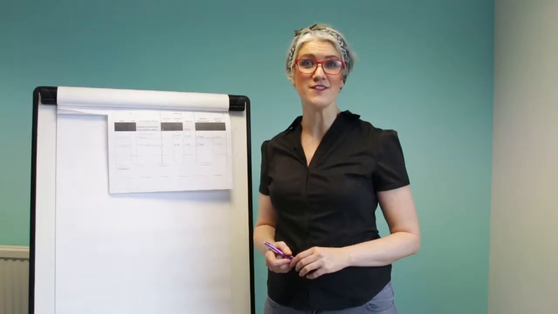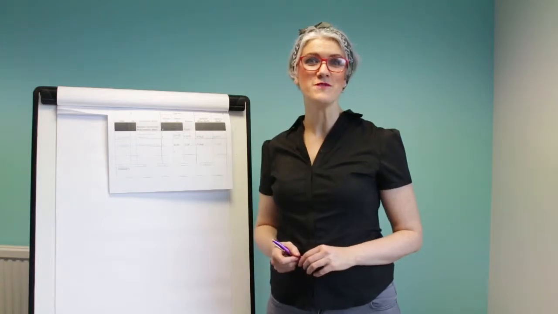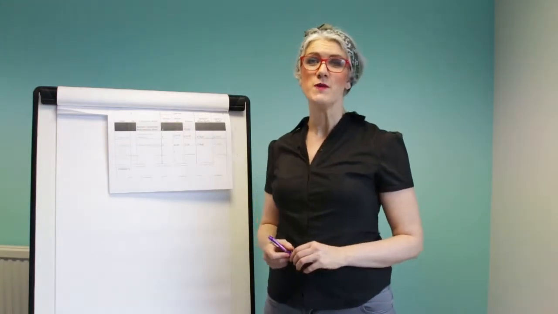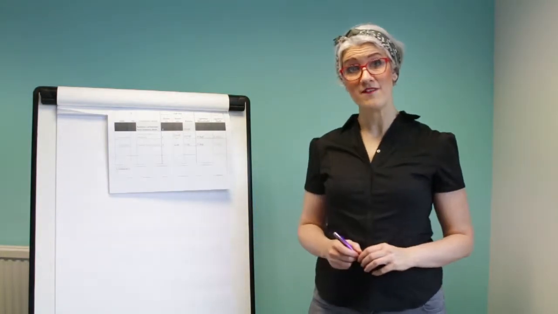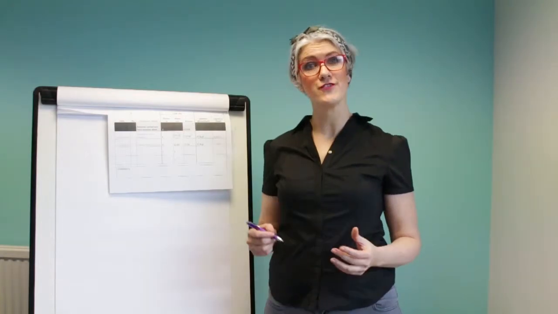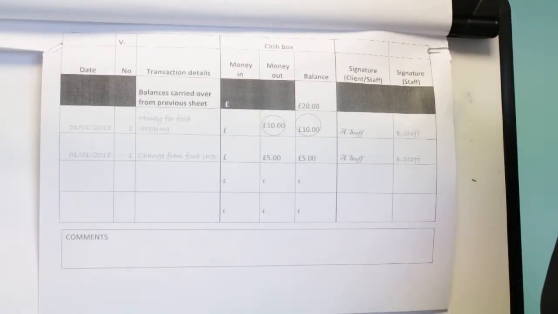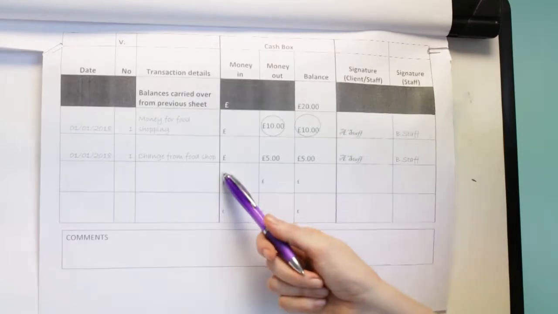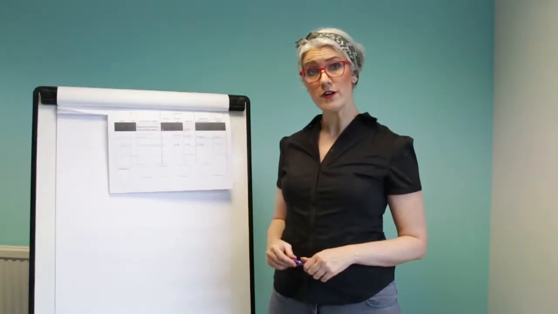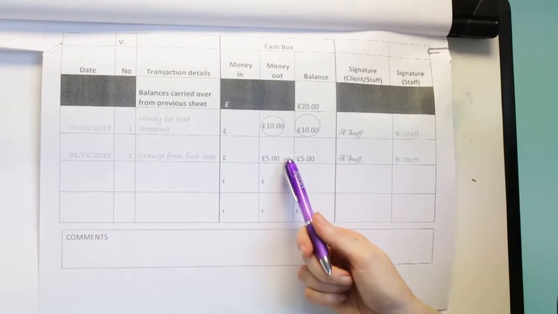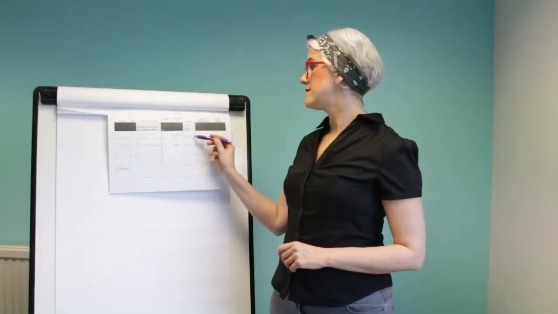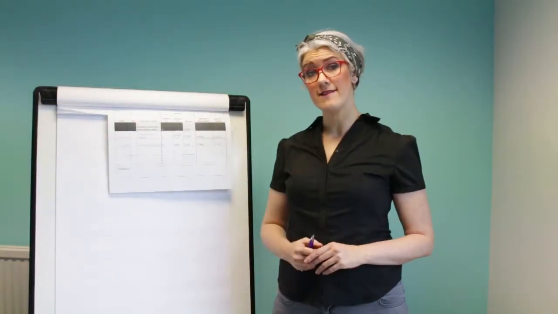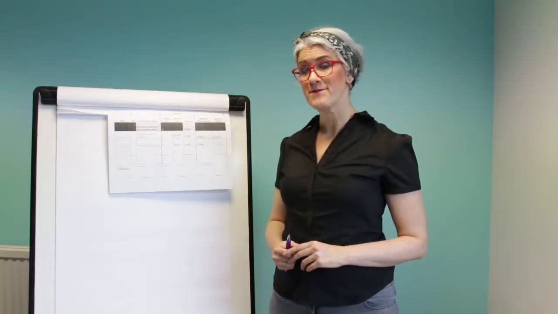I'm the team leader of the internal audit team here at Creative Support Head Office in Stockport. Today I'm going to look at guide number 3, which is what to do when errors are made in money books. The first type of error we're going to look at is when the error has just been made. In this example, money has been recorded as change from food shop, but as you can see, the money out column has been completed instead of the money in, and the money has been taken off the balance instead of being added to it.